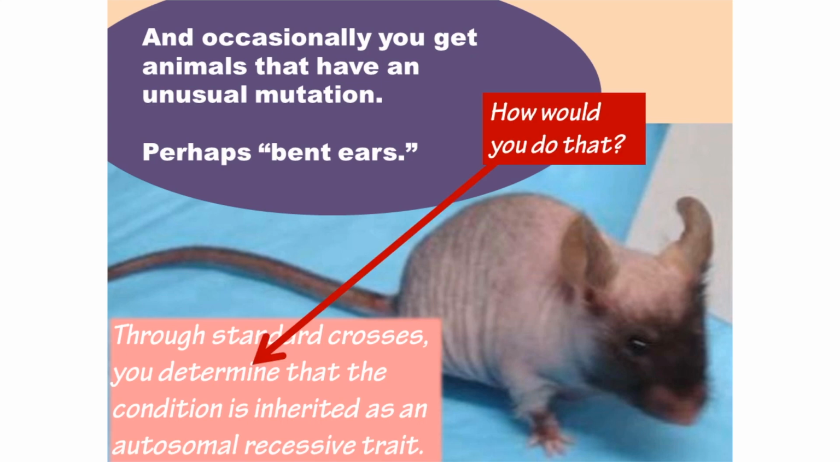Now, don't just take my word for that. Imagine, how would you do that? When I say standard crosses, what do I mean? What would you do? How would you conclude that? If it's autosomal recessive, think about it, right? They'd have to have 2 copies of the recessive. So what would happen if you mated together 2 of the individuals that had the bent ears? Think about what the offspring would have to look like. Anyway, you should be able to figure that out, that it's inherited as an autosomal recessive trait.